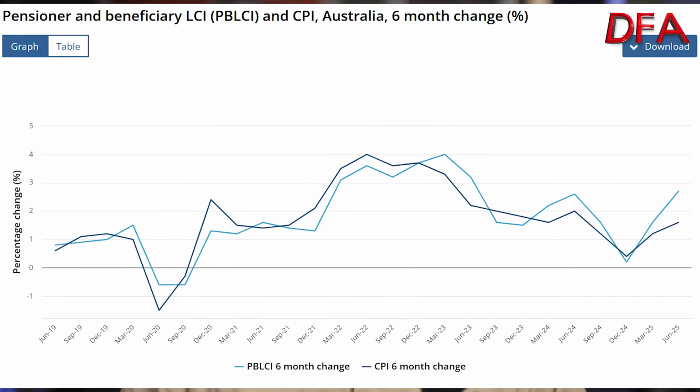However, government pensions are indexed on the 20th of December and the 20th of March by the greater of the rise in the PBLCI and the CPI over a 6-month period, and over the 6 months between the December 2024 quarter and June 2025 quarter, the PBLCI rose 2.7%, while the CPI rose just 1.6%.